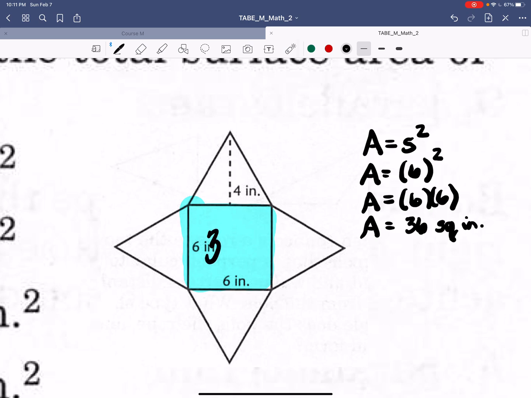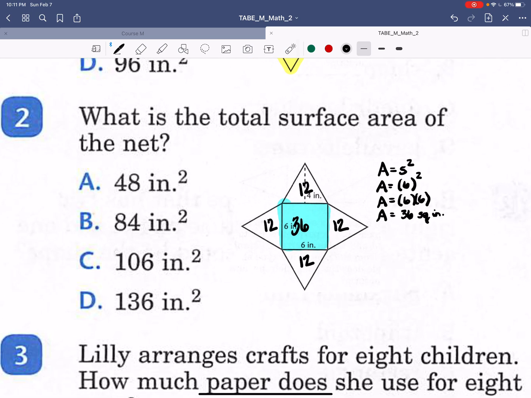So this is 36, this is 12, this is 12, this is 12, and that is 12. They want the total, so that is adding up all of the pieces of the net, and that is 84 square inches. You add up 12 plus 12 plus 12 plus 12 plus 36 is 84.